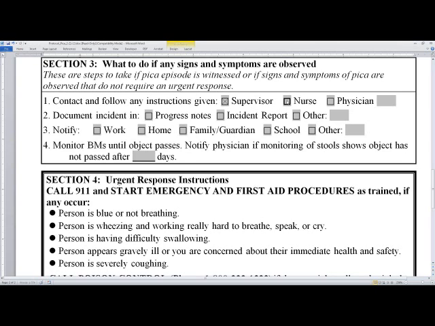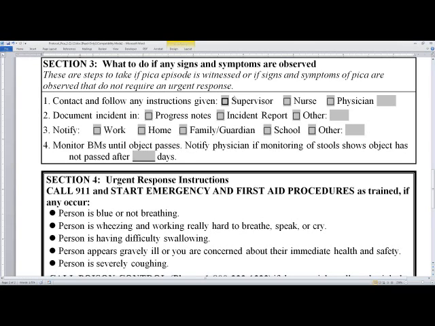Who is it that the staff are expected to contact? Generally, in the field, staff are expected first to contact their supervisor, unless there is a nurse-client relationship in this case, and often then they're instructed to contact the nurse first. That's up to you and your organization and the specific supports that you're providing. But check the appropriate box for your staff and your situation.